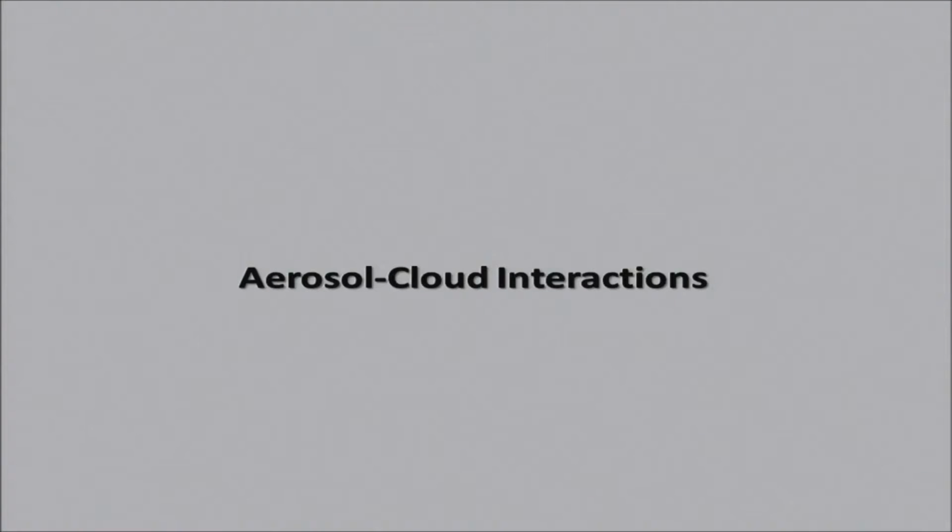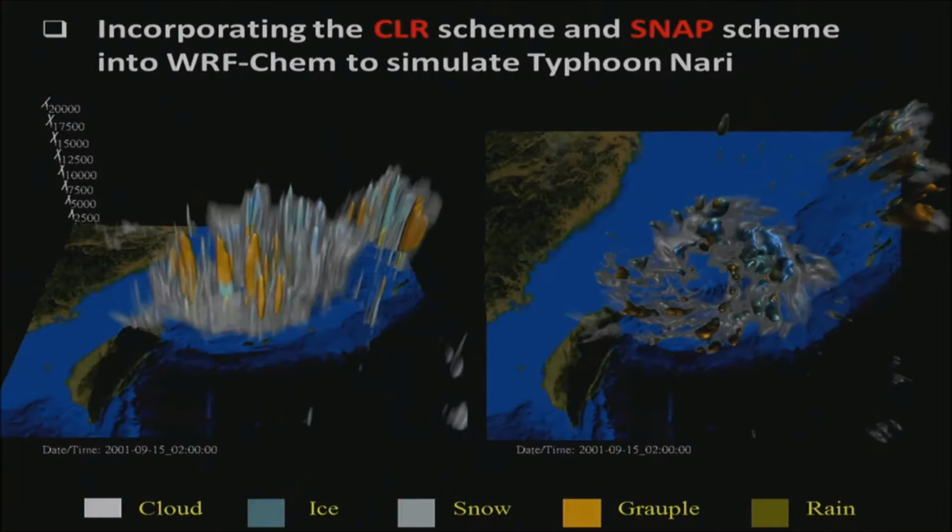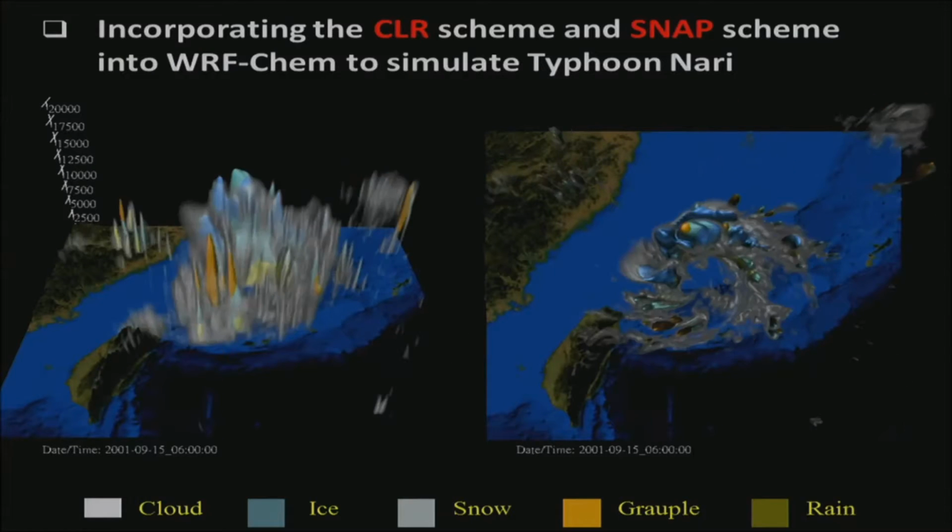Okay. Next, I'll show you some examples of the aerosol-cloud interaction. I already showed you one, the aerosol influence on typhoon Neri, and here I'll show you the influence from ice nuclei. Also, in the model here, the aerosol is generated by the model, so it's a fully coupled scheme. The same scheme here.